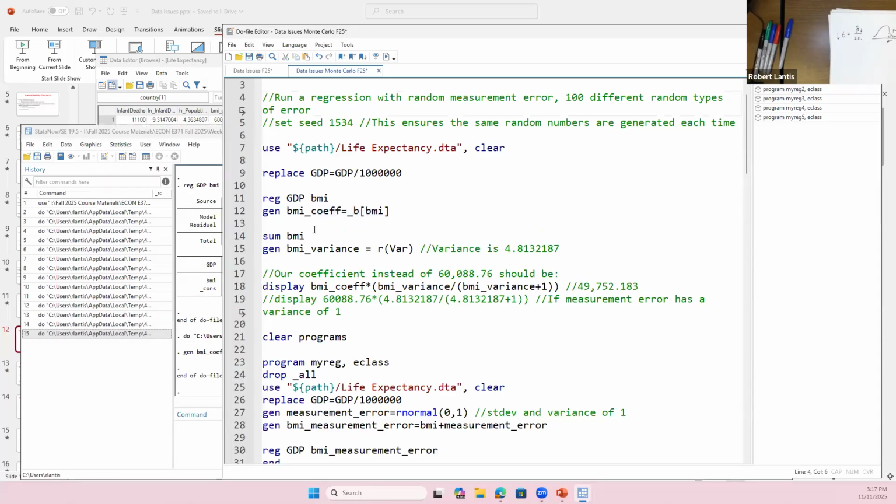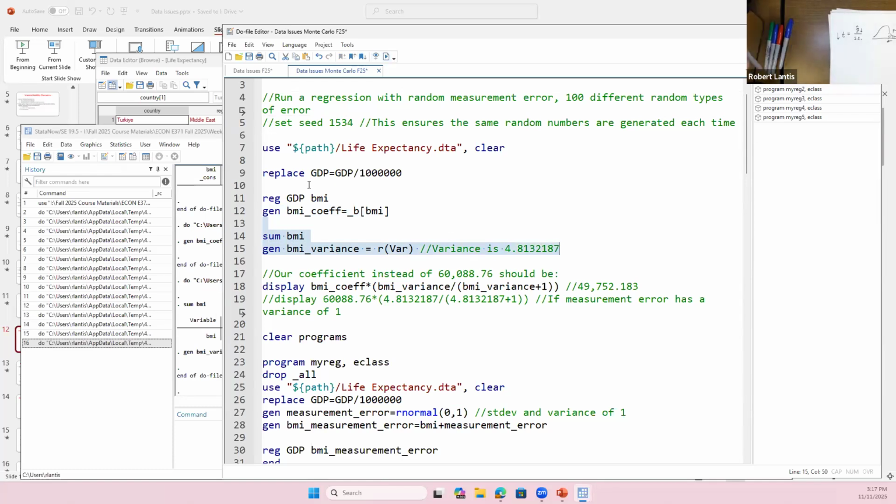There we go. All right, a little bit slow. So I'm going to summarize the BMI variable and then just keep its variance as well. Because if we're going back to thinking about that attenuation bias that we had, we said it'll be the actual effect times the variance in our X variable, which is now BMI, divided by the variance in BMI plus that variance in our measurement error.